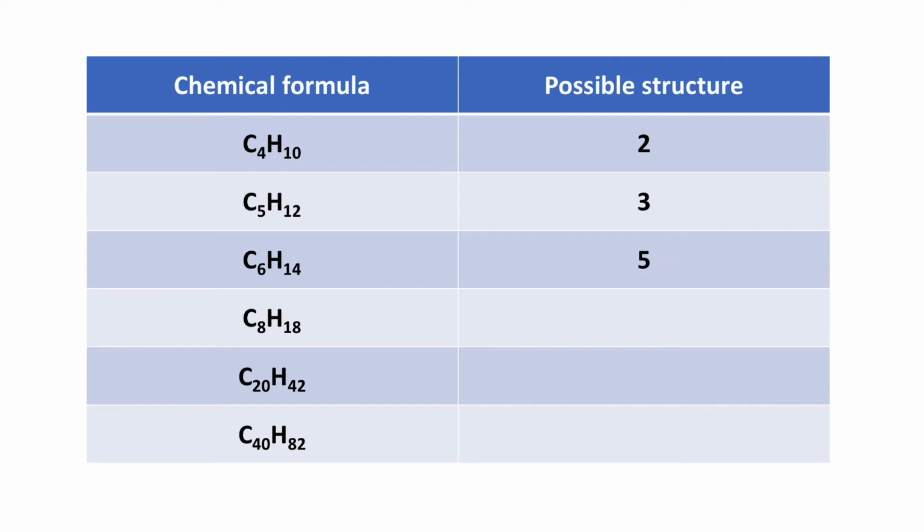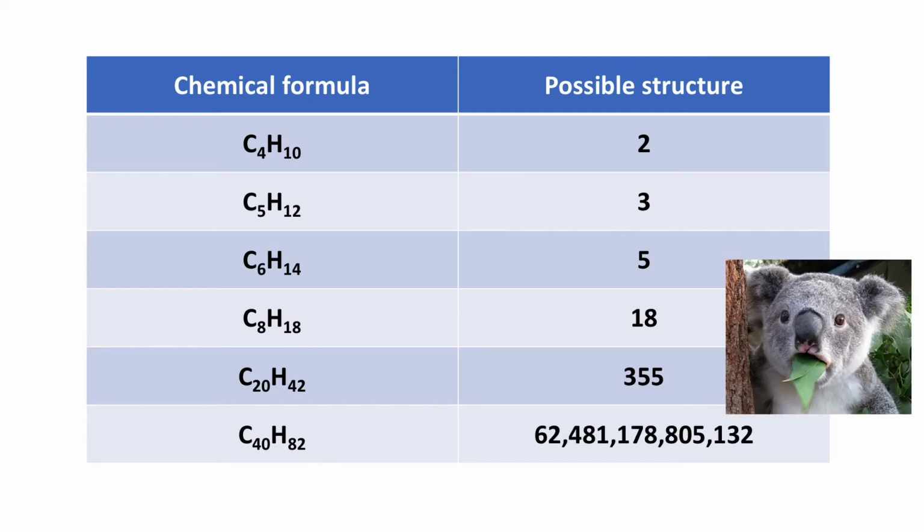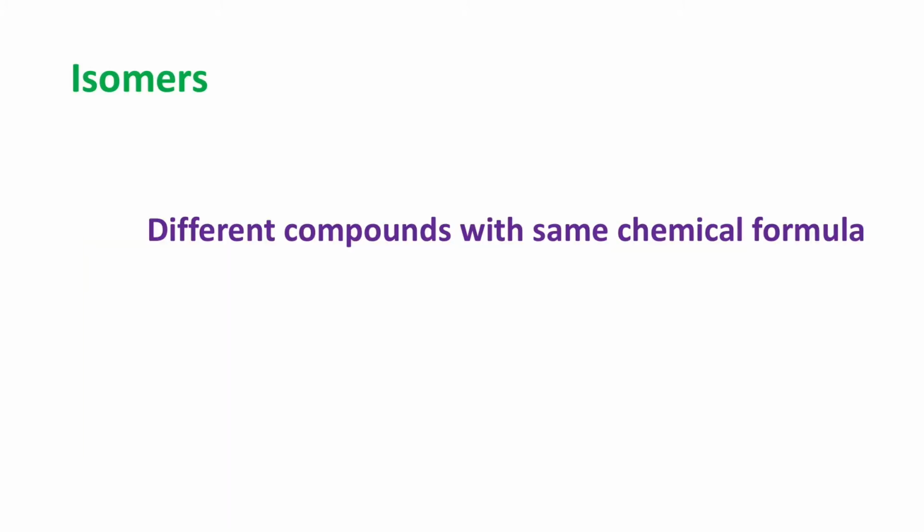With 4 to 5 carbon atoms, the choice of structure is limited, but there are more than 300 possible structures for the combination of 20 carbon atoms, and there are many possible structures for the combination of 40 carbon atoms. Now, you can understand why the chemical formula alone cannot show the molecular structure. All these possible structures are called isomers, which are different compounds with the same chemical formula.